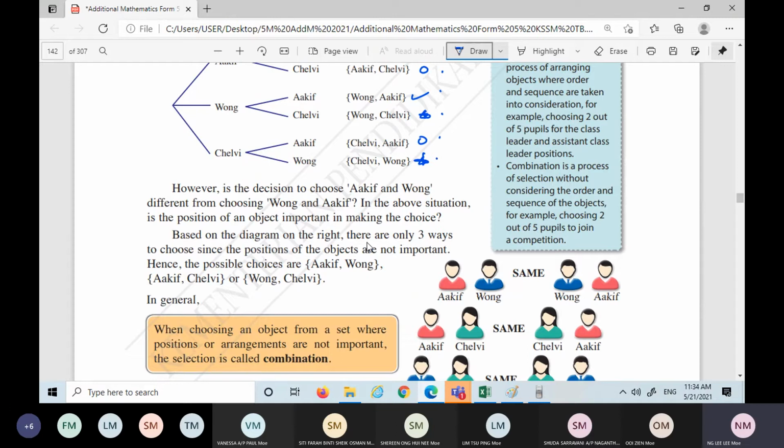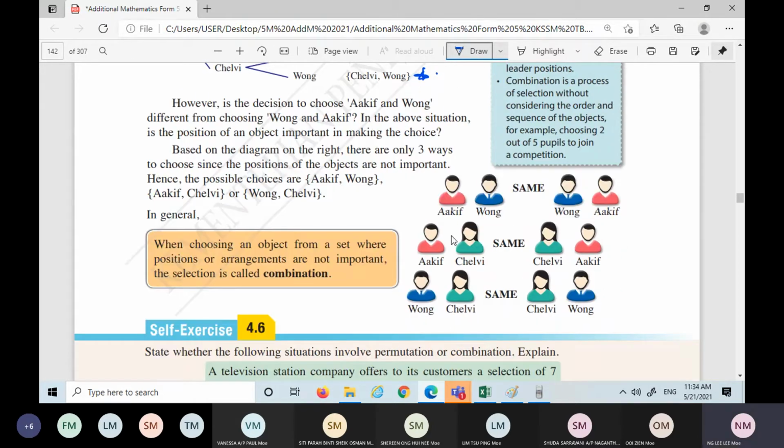In the above situation, is the position of an object important in making the choice? Based on the diagram on the right, there are only three ways to choose since the position of objects is not important. Akif Wong and Wong Akif are the same. Akif Selvi and Selvi Akif are the same. Wong Selvi and Selvi Wong are the same. When choosing objects from a set where position or arrangement is not important, the selection is called combination. You can copy this as your notes.